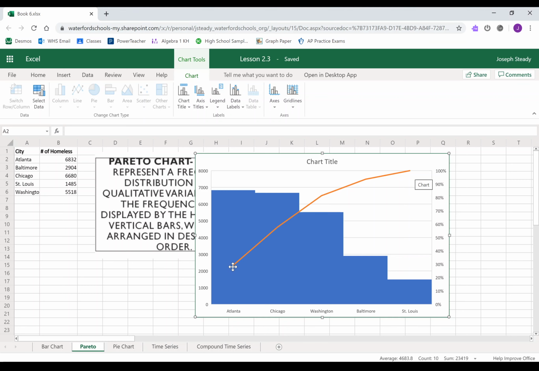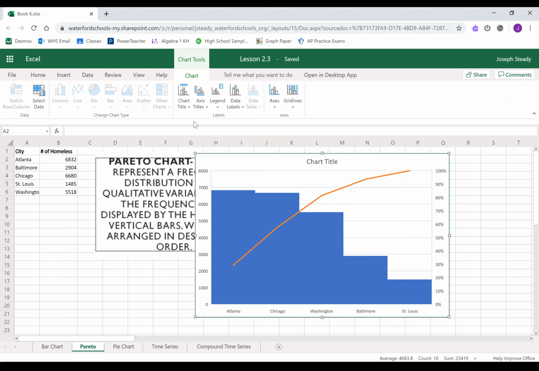So we can see here that Atlanta makes up about 30% of the number of homeless in this data set. And then by the time we're over to Chicago, looking in the middle, Atlanta plus Chicago is about 60% of the number of homeless people in our data set. And it goes on from there, maxing out at 100% by the time we're at the end. So a useful feature of Excel's Pareto chart there.